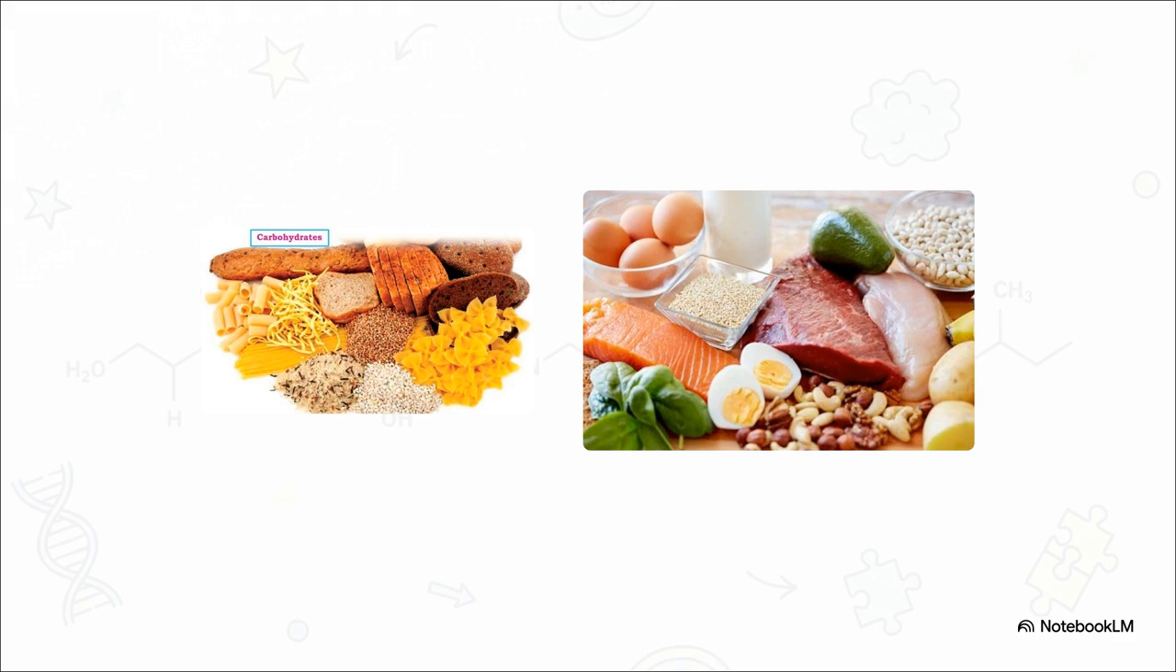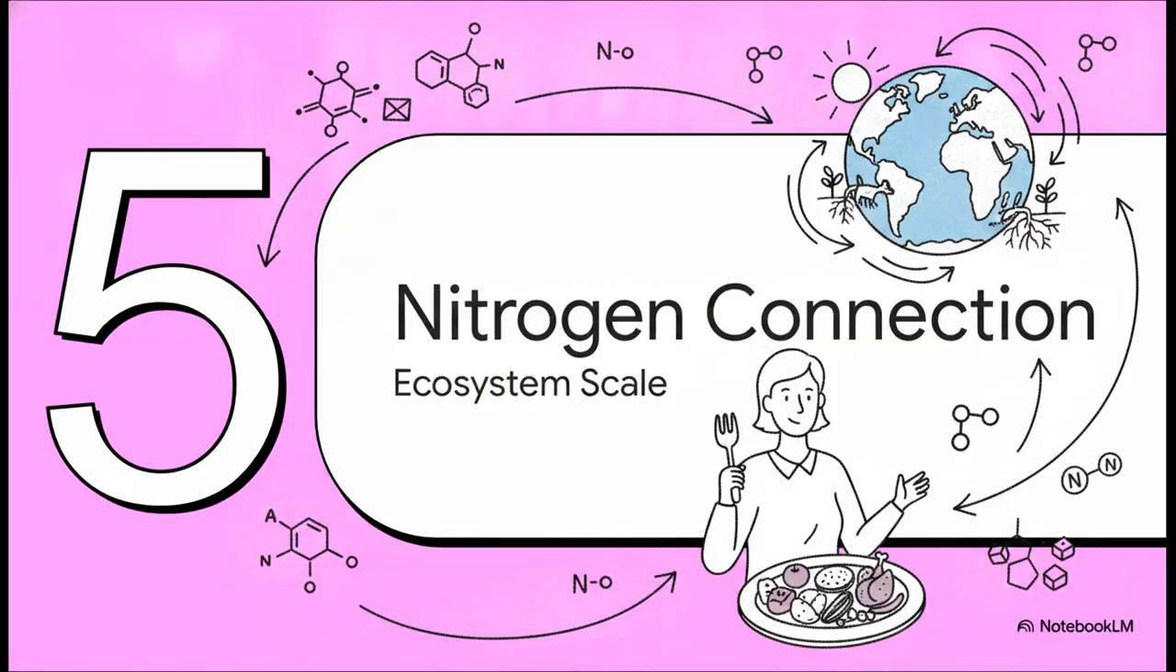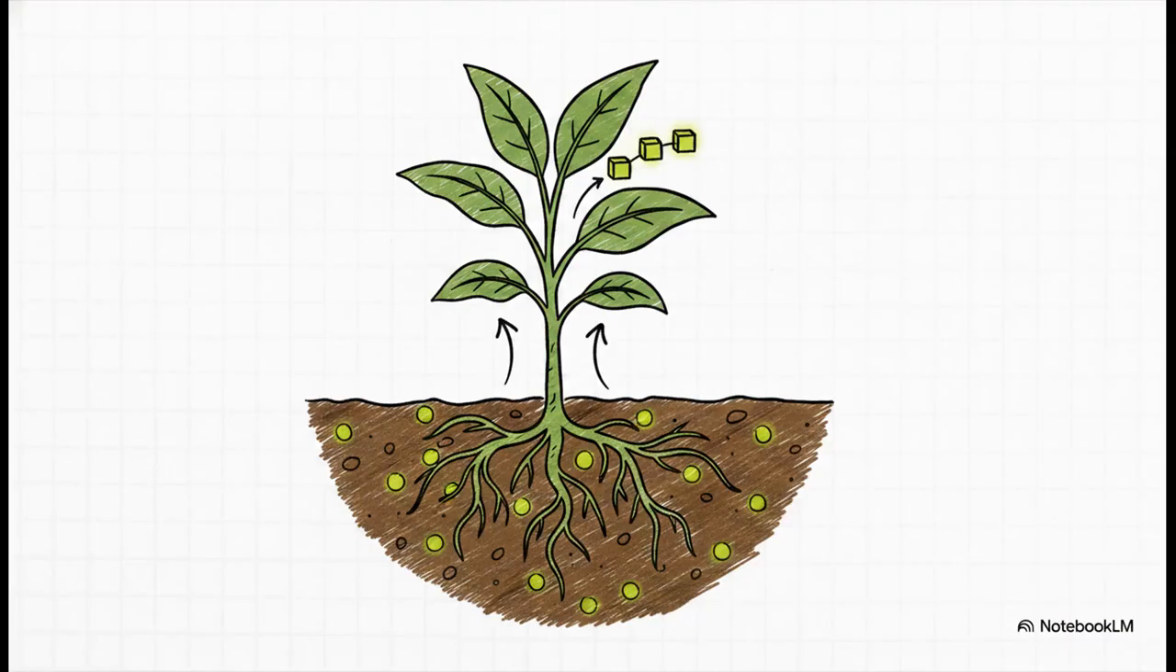Section 5. The nitrogen connection. Ecosystem scale. Finally, let's zoom out from human nutrition, way past the dinner plate, and look at the broader global ecosystem. How do amino acids even get into our food in the first place? Well, it all starts in the dirt.